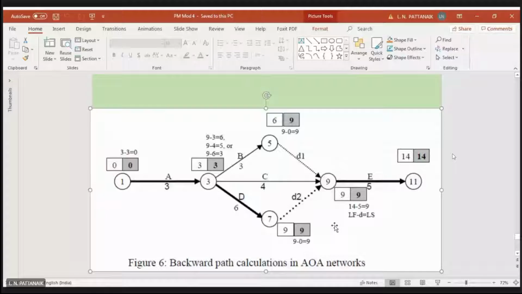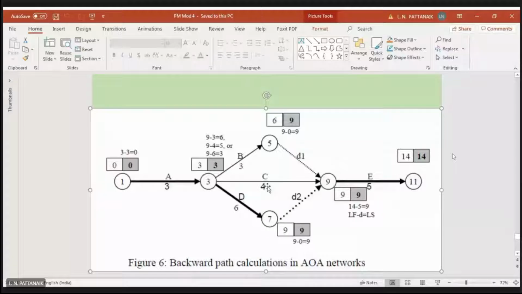But remember, it is not always necessary that the critical activities, I mean non-critical activities, may also pass through this kind of situation. For example, look at activity C. Activity C connects 2 nodes that have no slack, isn't it? The starting node of C is node 3, which has 3 and 3, and node 9 also has 9 and 9, but C is not a critical activity.